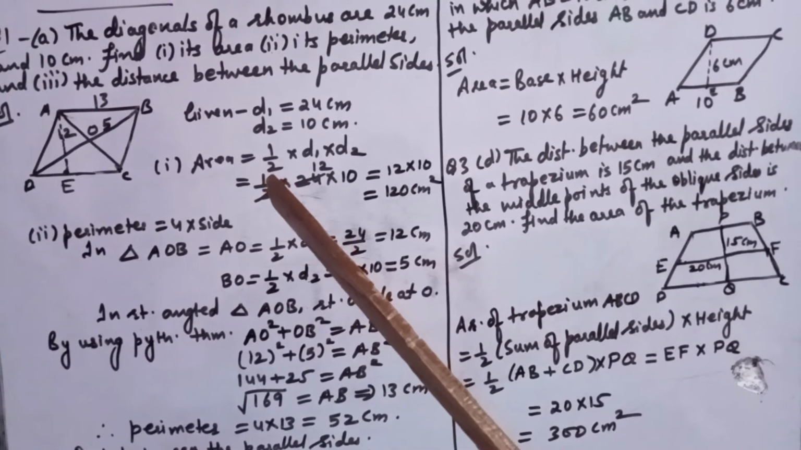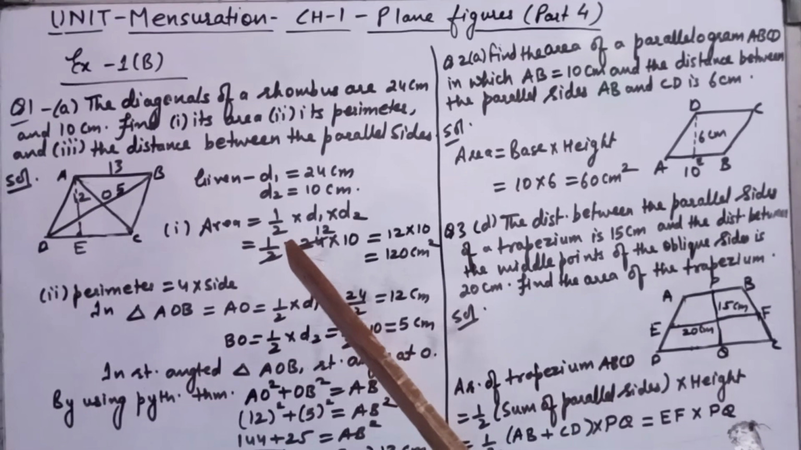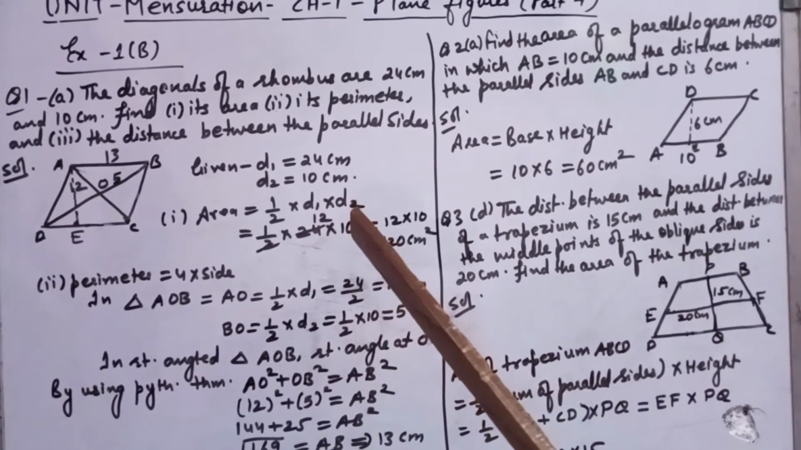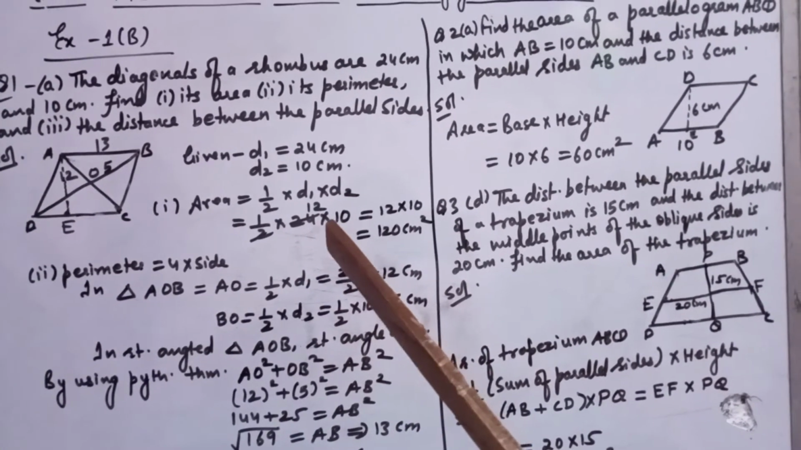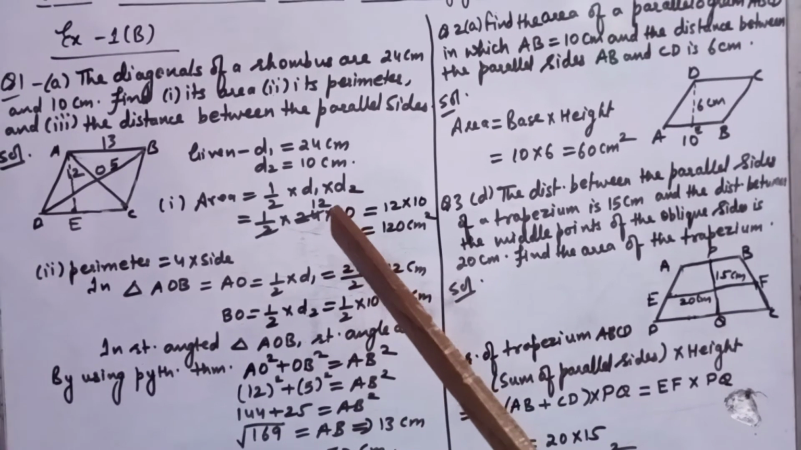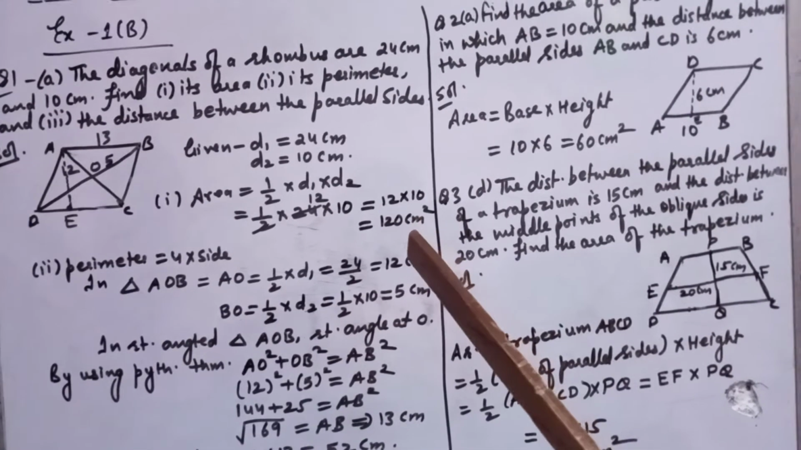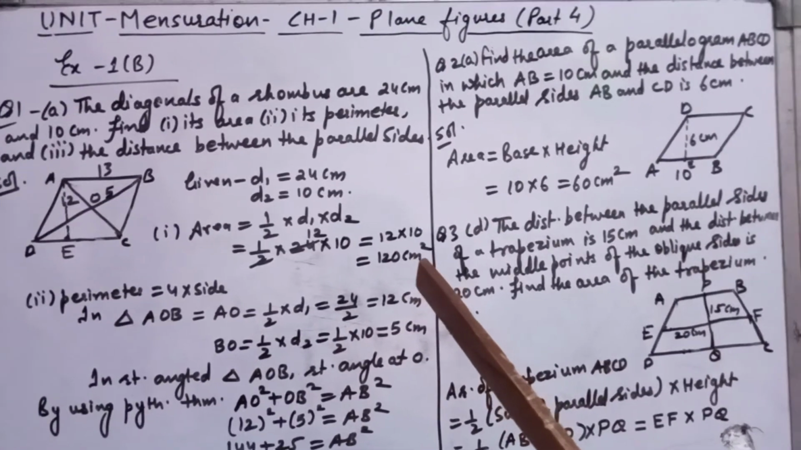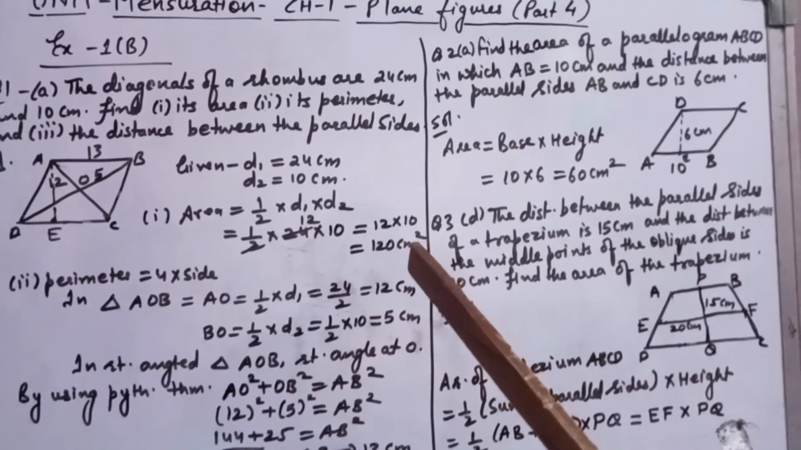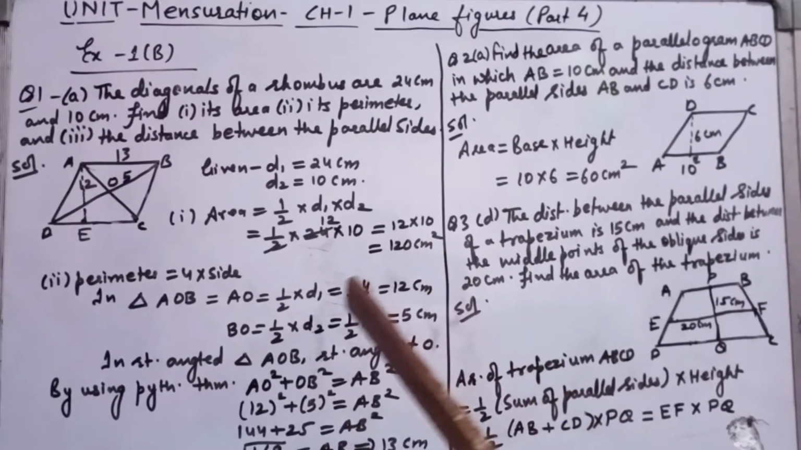First we have to find out area. For finding out the area of a rhombus, the formula is half into D1 into D2. So half into 24 into 10. 2 12s are 24, cancelled. 12 into 10 is left, which is 120 centimeter square. Now second we have to find out the perimeter.